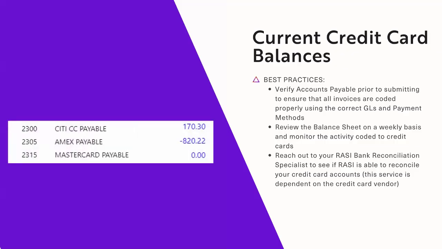In this example with Citi, I'm showing that I have spent $170.30 on my credit card. Once I pay that balance off, I can just simply enter an invoice paid by the debit to the GL of the payable, in this case, GL 2300. And then it will reduce the liability. With the American Express, I'm showing that I've overpaid my credit card. So when I go back, I need to identify what expenses are missing and ensure that all activity is adjusted to get me to my true credit card balance.